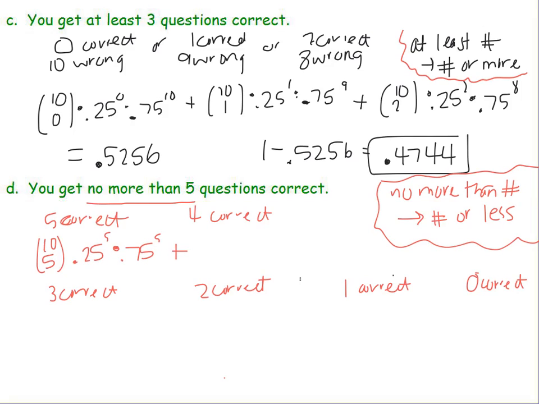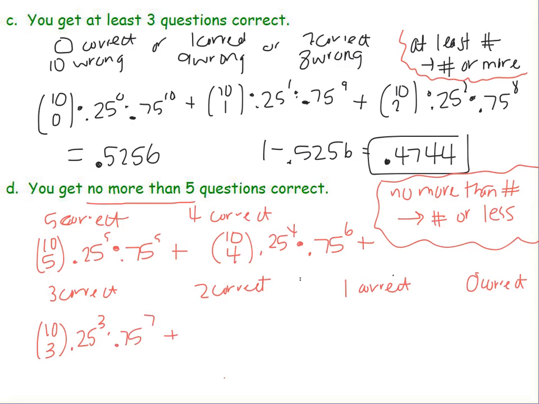Plus, because these are cases, the first 5 changes to a 4. We're going down with the number correct, so the 0.25 goes down to 4 and the 0.75 goes up. 4 plus 6 is 10. Plus, the 4's change to 3's, and the 6 changes to 7. 10 choose 3, 0.25 to the power of 3, times 0.75 to the power of 7, because 3 plus 7 is 10.